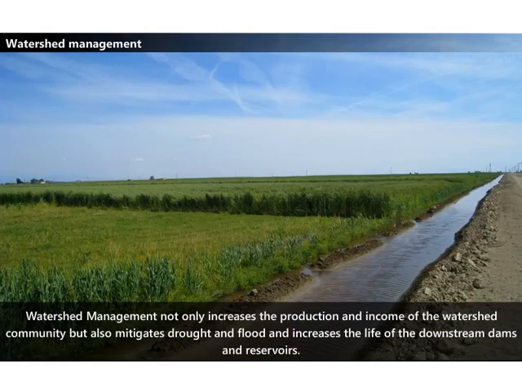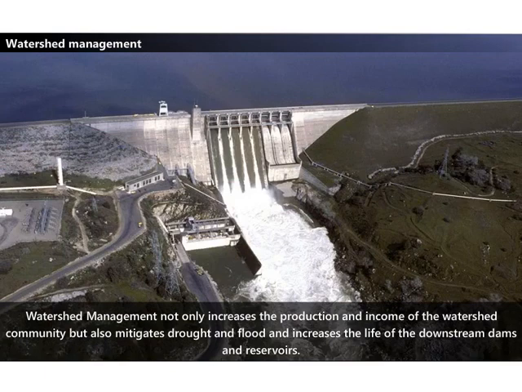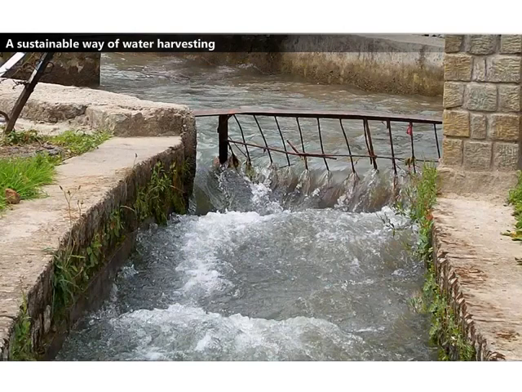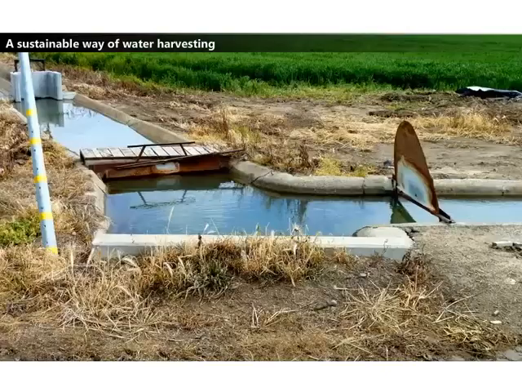The advantages of watershed management lie in the fact that it not only increases the production and income of the watershed community, but also mitigates drought and flood and increases the life of the downstream dams and reservoirs. Let us know some traditional and sustainable ways of water harvesting.